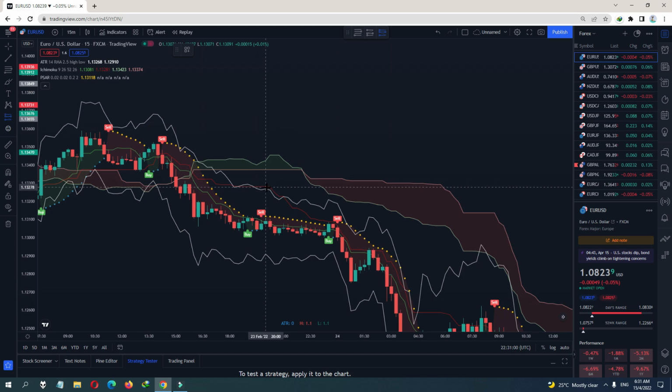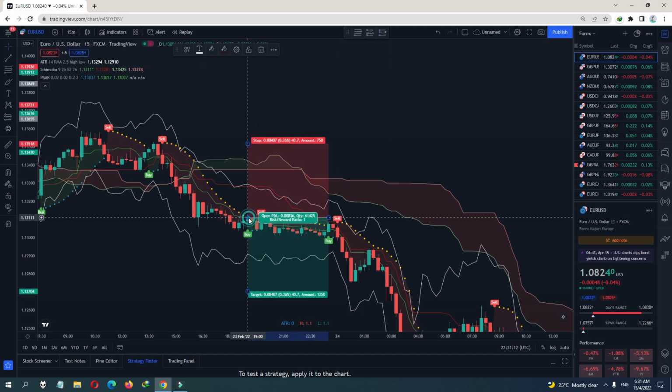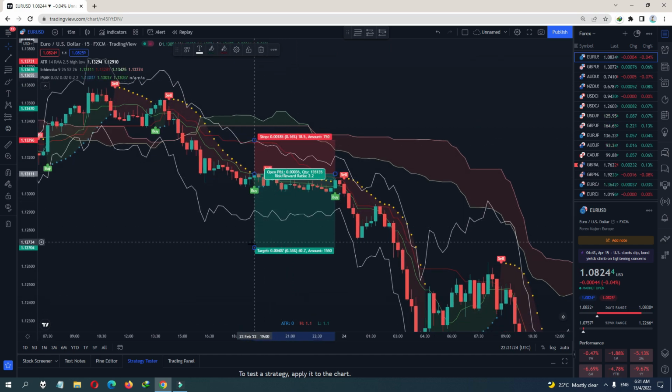Kijun-sen, the red line and the green line here, to cross down. So red is above the green, so it's in a downtrend, and the Parabolic SAR has a buy signal. So we sell when the Parabolic SAR has a buy signal. So we take a contrarian position. Your stop loss is the ATR, that's the white line here. Your target is 1 to 1.5.